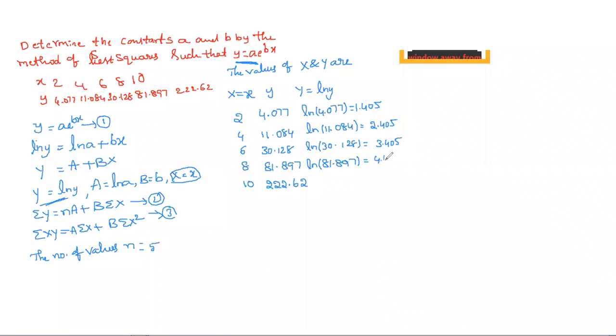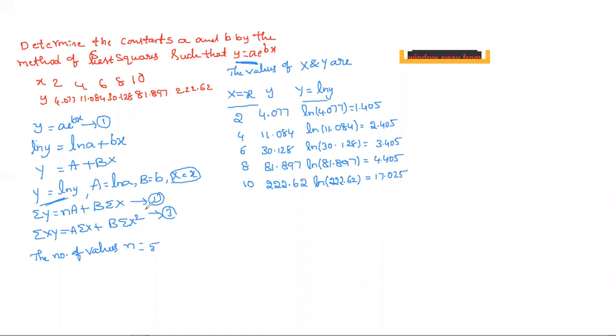simply 4.405. And the last one, ln of, sorry, ln y of 222.62, simply we'll get as 17.025. So like this, you need to calculate all these values from your calc. We require only this one and this one.